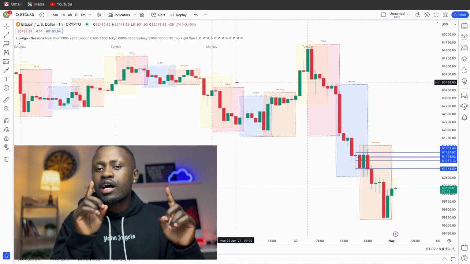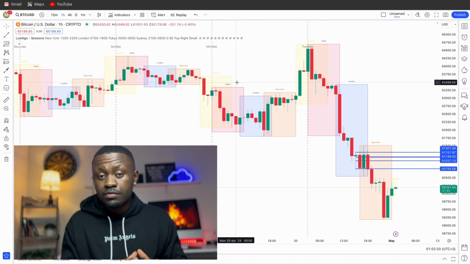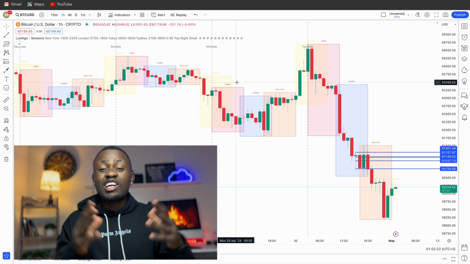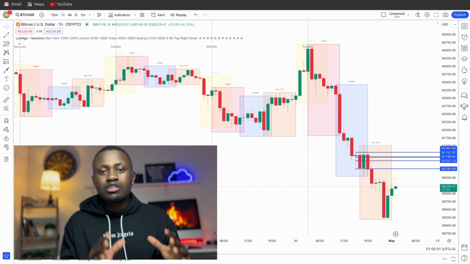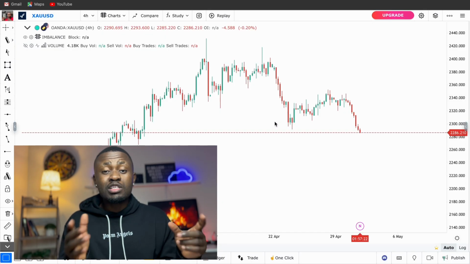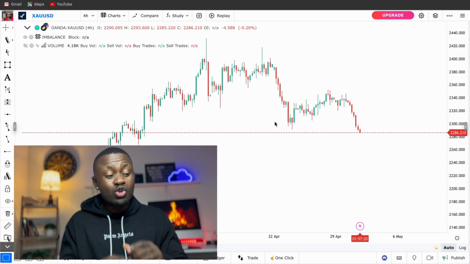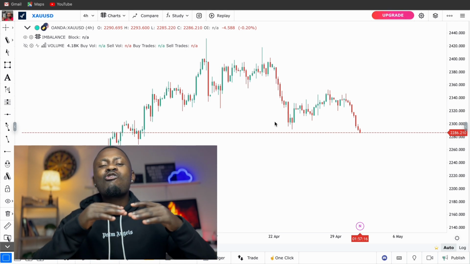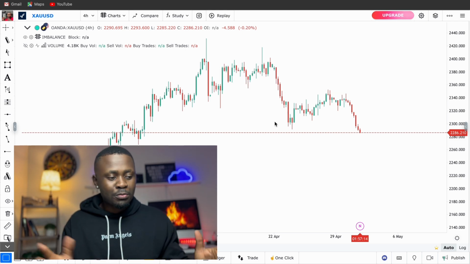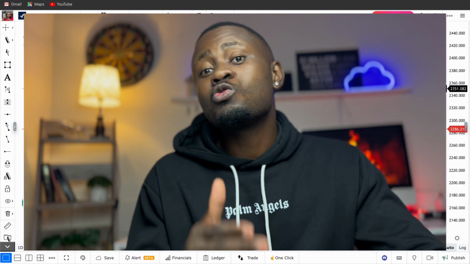But if you don't have money for TradingView, I got you. There is another platform we can use to backtest, which is called Go Chatting. So this is the chart right here. I'm going to be leaving the link for Go Charting below this video, so you can backtest for free. You can replay your data on any time frame for free, and it's very similar to TradingView.